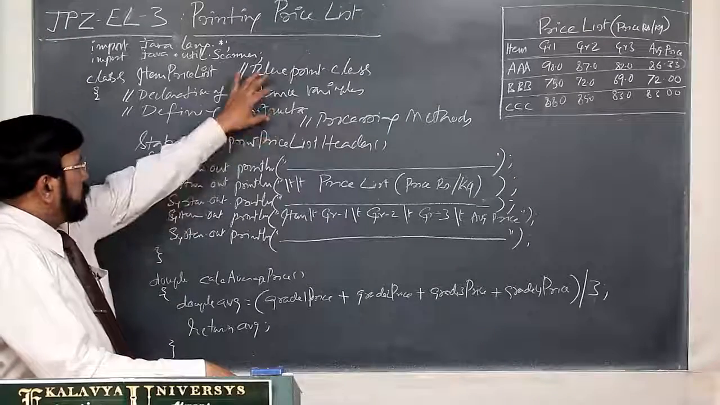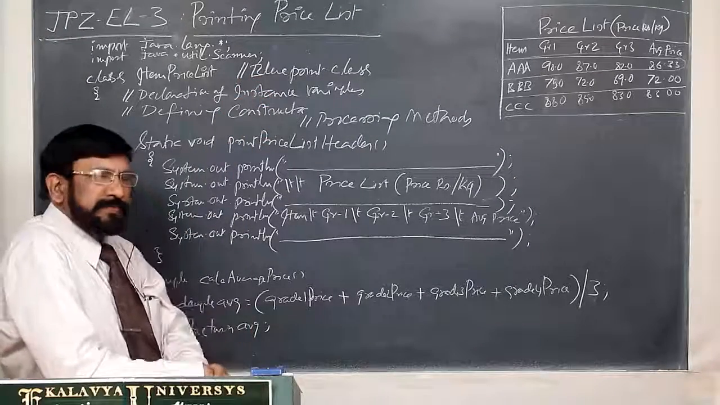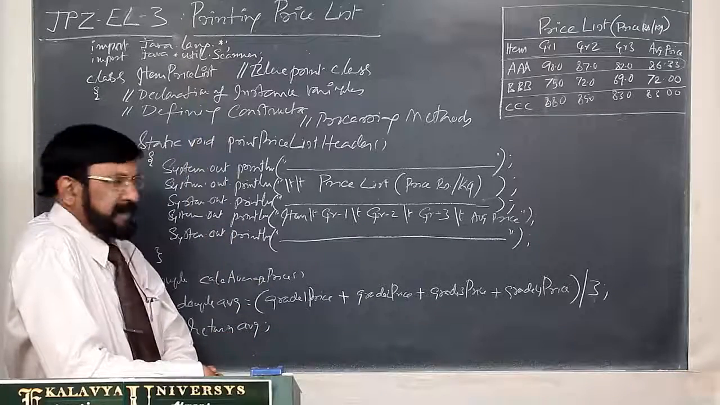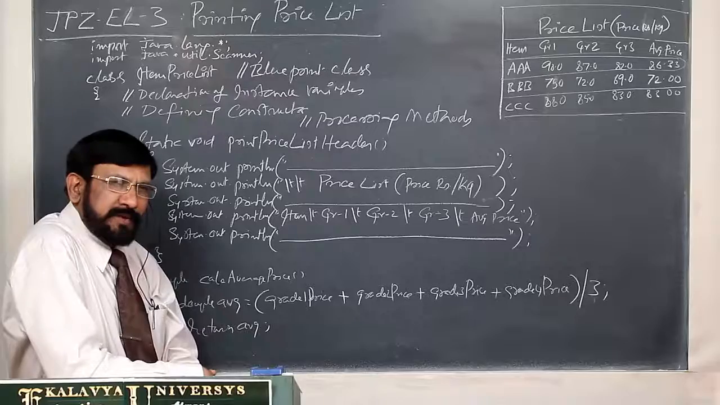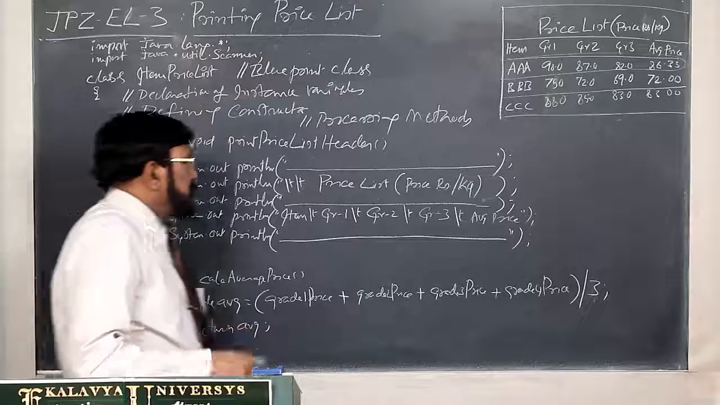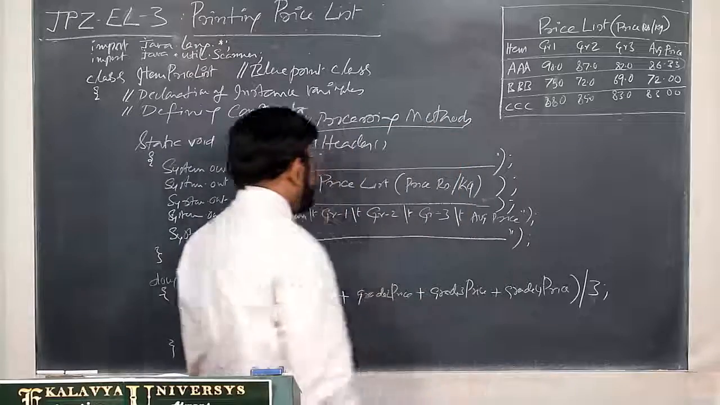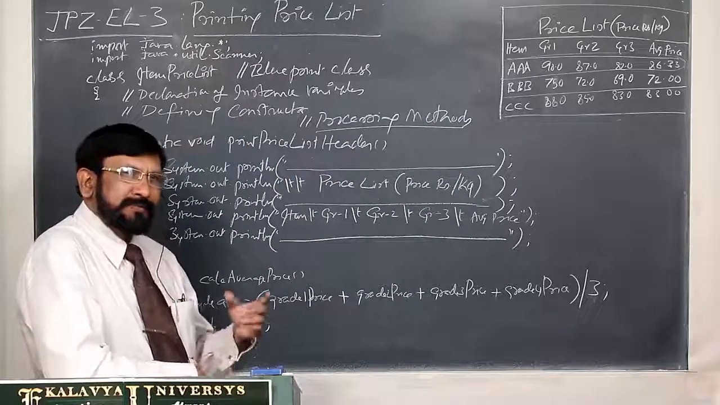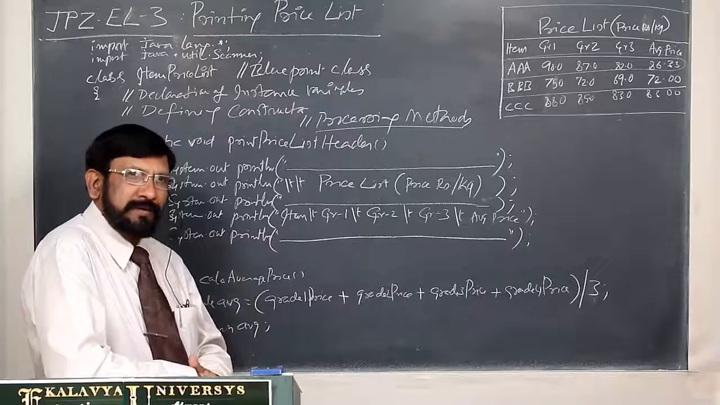Now we have declared instance variables as well as defined the constructor. Two sections are over in the blueprint class. Now the next one is processing methods. Now in the processing section, I am introducing one new element.